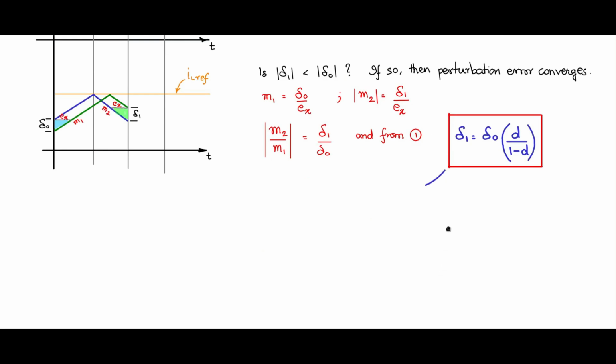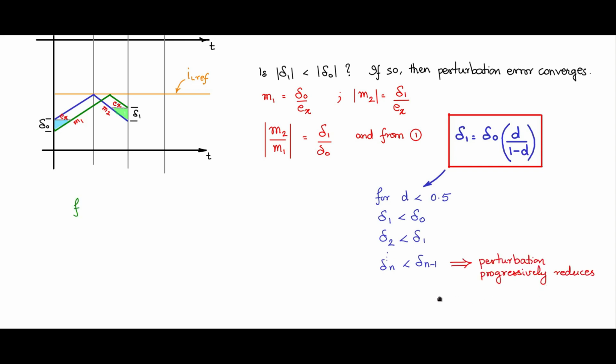So what does this mean? Means that for d less than 0.5, 1 minus d is greater than 0.5, and therefore this term is less than 1 and del 1 is less than del naught. So therefore del 1 is less than del naught, del 2 is less than del 1, so on, del n is less than del n minus 1. So therefore gradually from del naught you will see the perturbation decreasing to del n and it is converging to 0, therefore it is decaying. So this implies that the perturbation progressively reduces to 0.